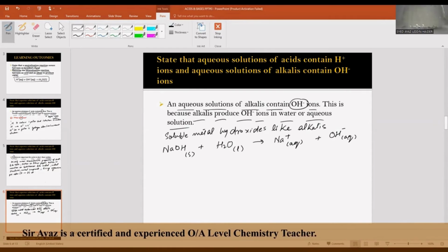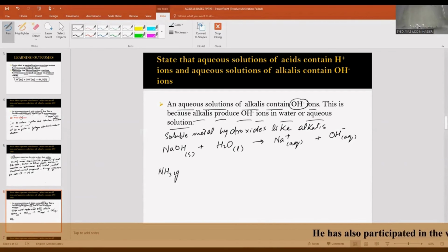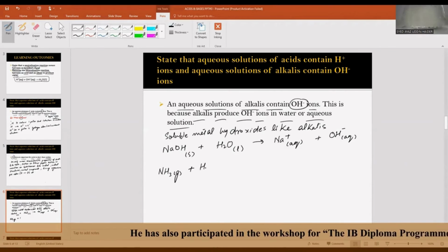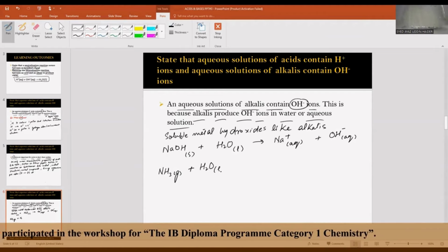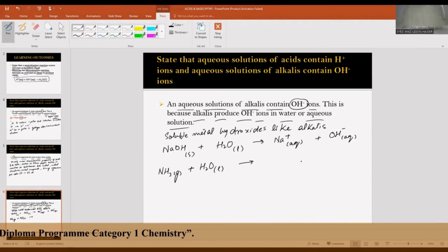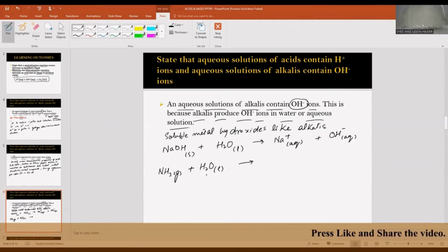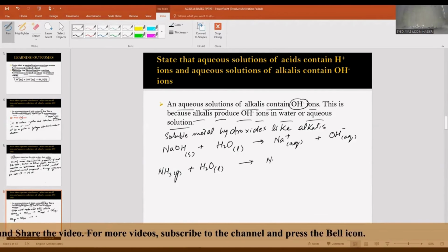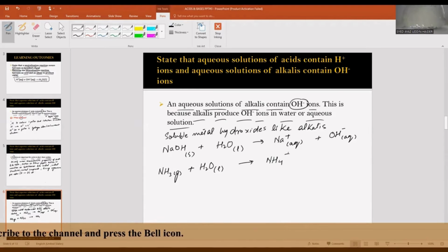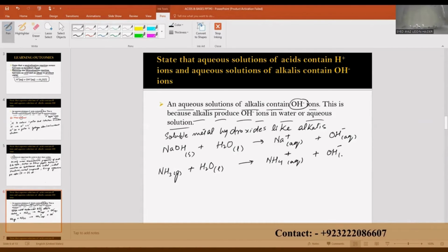Let's take another example of alkali. This is a weak alkali, ammonia. Ammonia exists as a gas. When you dissolve this ammonia gas in water, again, being an alkali, it will produce OH negative ion. And from this water, H positive ion will be produced. So NH3 will take up that H positive ion to produce NH4 positive ion plus OH negative ion.